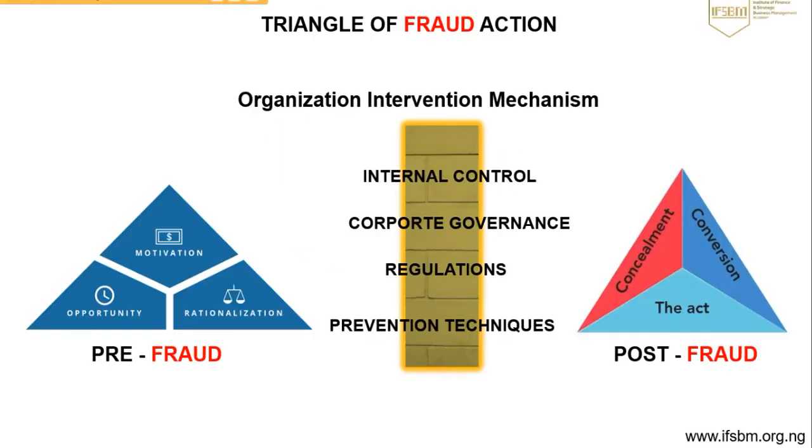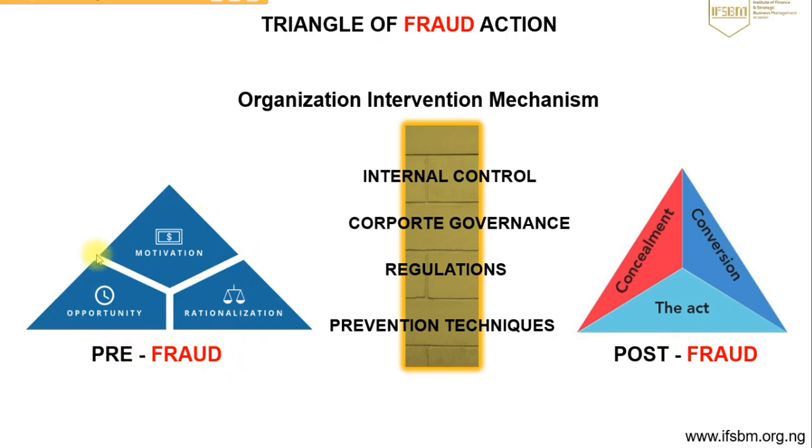In this class, we will be using the triangle of fraud action that we considered, among other things, in the last class as a way of looking at how an organization can introduce its intervention mechanisms and what really are the intervention mechanisms the organization should have. By intervention mechanisms, we are talking about the wall of intervention that will prevent the pre-fraud situation from turning or materializing into post-fraud.